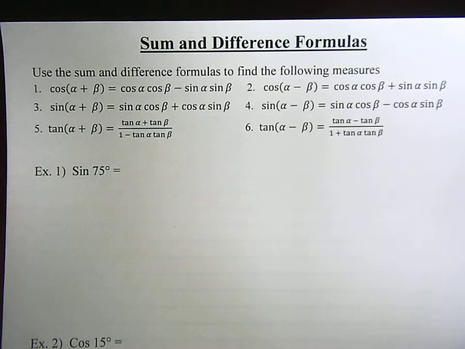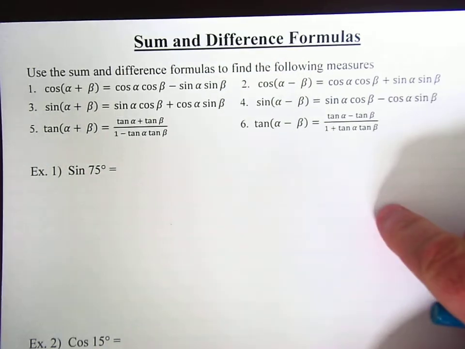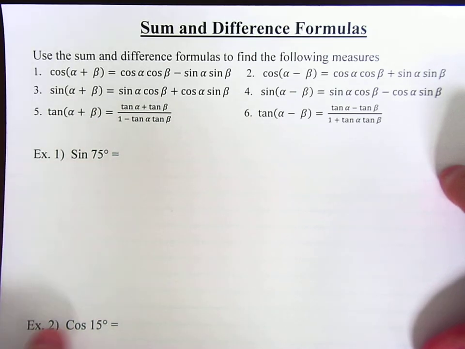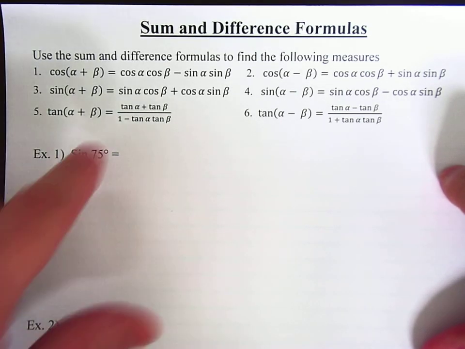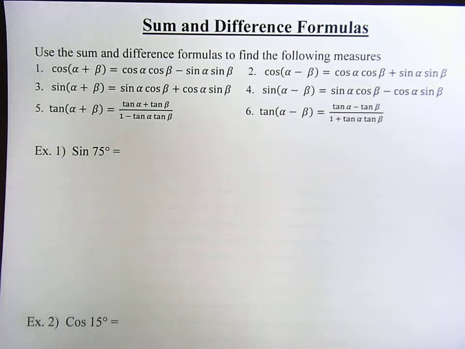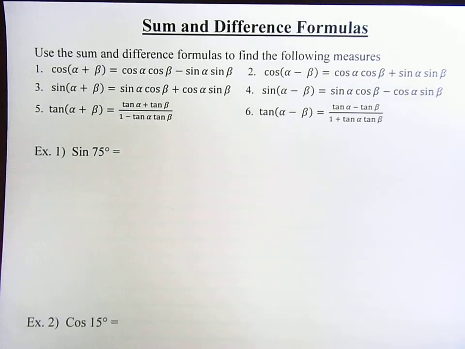We're going to be using what's called the sum and difference formulas to find the value of a trig function that's not on the unit circle. Like if you look at our two examples here, we have the sine of 75 degrees and the cosine of 15 degrees. Those two angles aren't on the unit circle, so we don't know them. It's not like I can say, okay, that's 1/2, because it's not going to be.